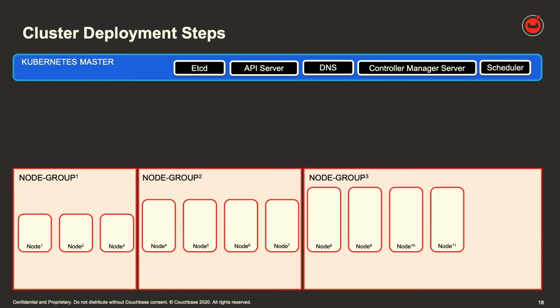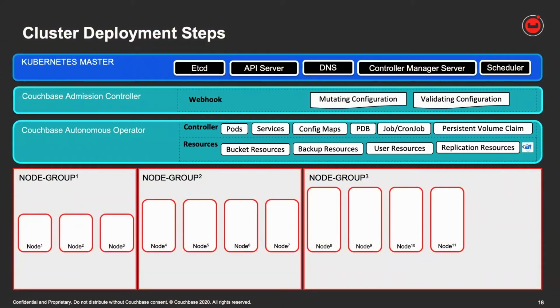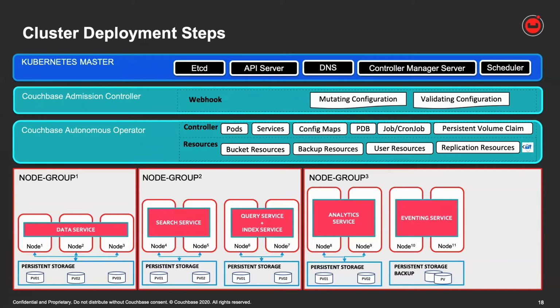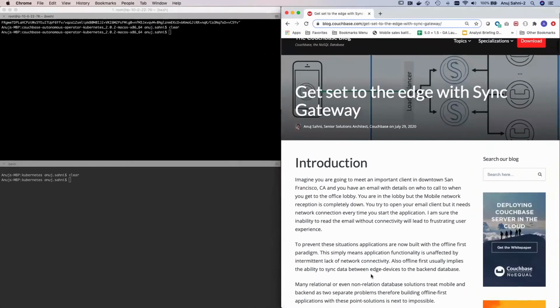Once the node groups are ready, we will go into our Couchbase Autonomous Operator directory and deploy the admission controller. Once the admission controller is there, we will then deploy our Couchbase Autonomous Operator. And finally, with everything in place, we will use our Couchbase cluster.yaml file and deploy the Couchbase cluster across different node groups. All right, so that's the demo summary. Now let's get right into the demo.